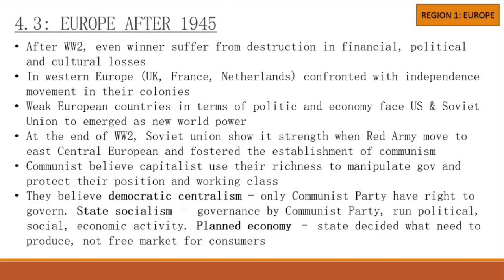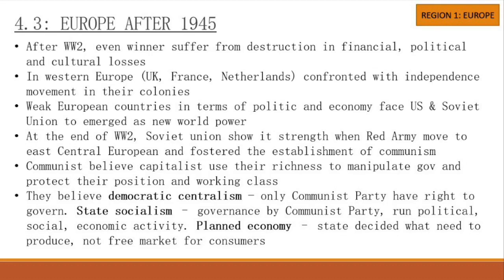In Western Europe, the United Kingdom, France and the Netherlands were confronted with independence movements in their colonies at a time of weakness. Commonly, they were faced with the ideologies of nationalism and communism that originally came from Europe. The four centuries of building colonial empires on which the sun would never set ended.